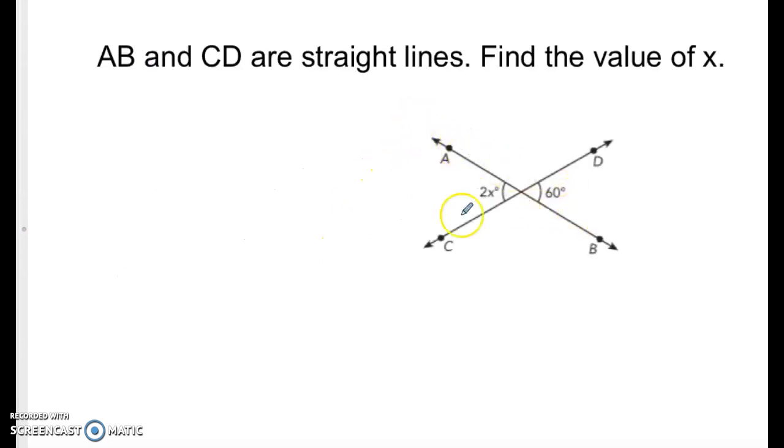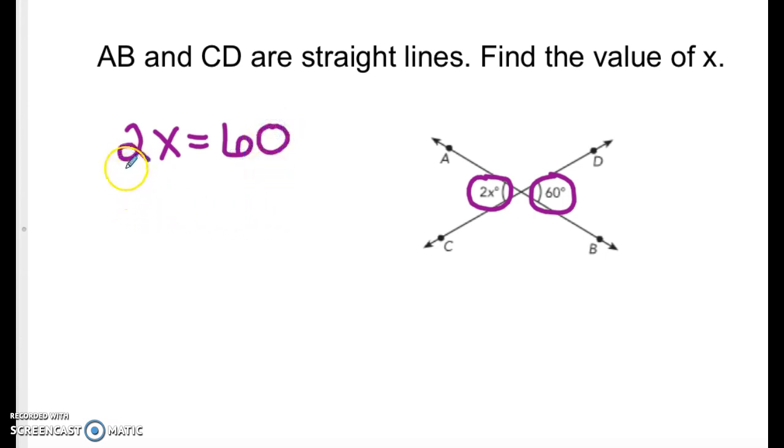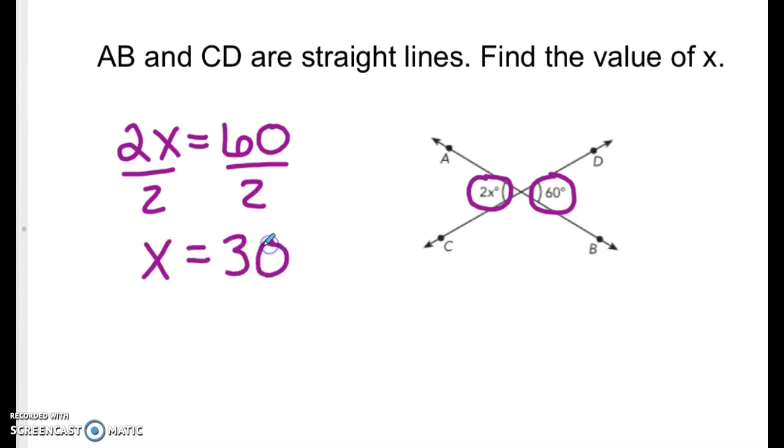So we have AB and CD are straight lines and they intersect, which means they form vertical angles. We want to find the value of x. So this angle here and this angle here are vertical angles, which means they're also congruent. And congruent angles equal each other. So we can say 2x equals 60. And then I can solve for x. Divide by 2 on both sides. So we get x equals 30. And that concludes our video.